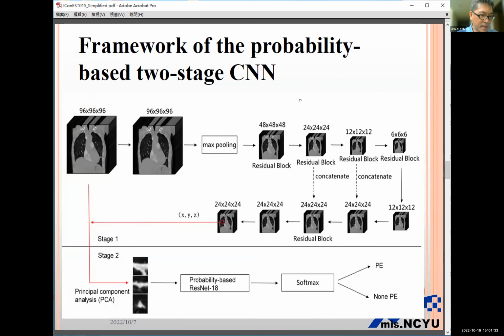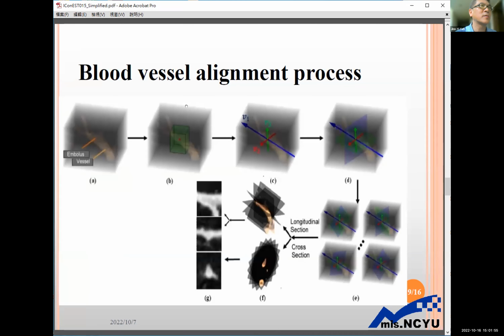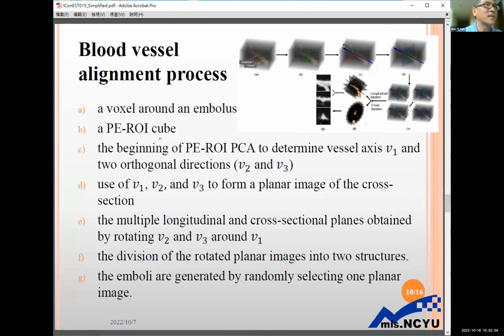So this study used a modified 2-stage CNN proposed by Yang et al. in 2018 as a framework for detecting PE, which is illustrated here. And one key process is in the next slide. It's called the blood vessel alignment process. I will go into the detail shown in these slides.